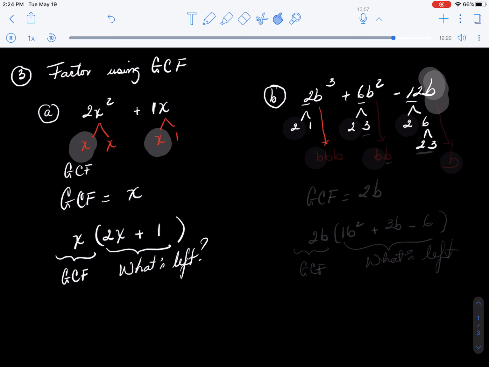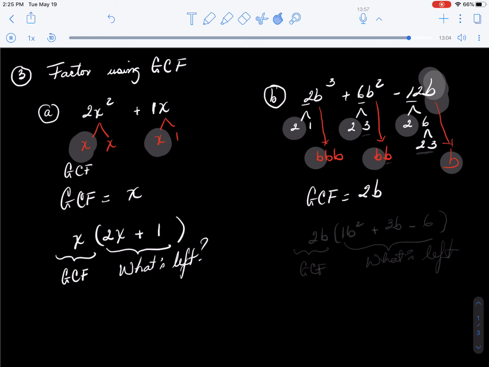Here I have b and b and another b. Here I have b and then a b. Here I have a b. Now let's find out what their GCF is. So I should have a 2 and a 2. And then the b is in common, the b is in common, the b is in common. So my GCF at this point is a 2, and then that's the b.